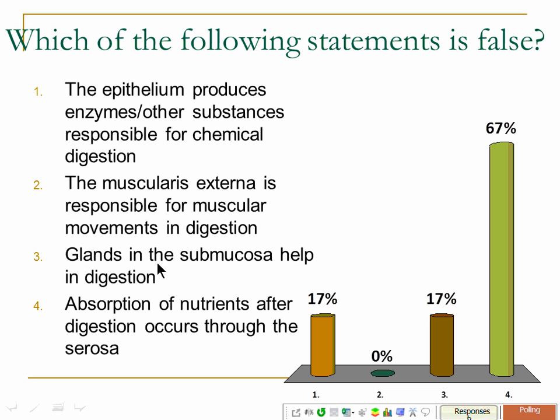The glands in the submucosa, so this is the false statement. The glands do help, and the epithelium is the one which produces enzymes and other substances. By other substances, I mean like mucus or HCl, which help in the digestive process.